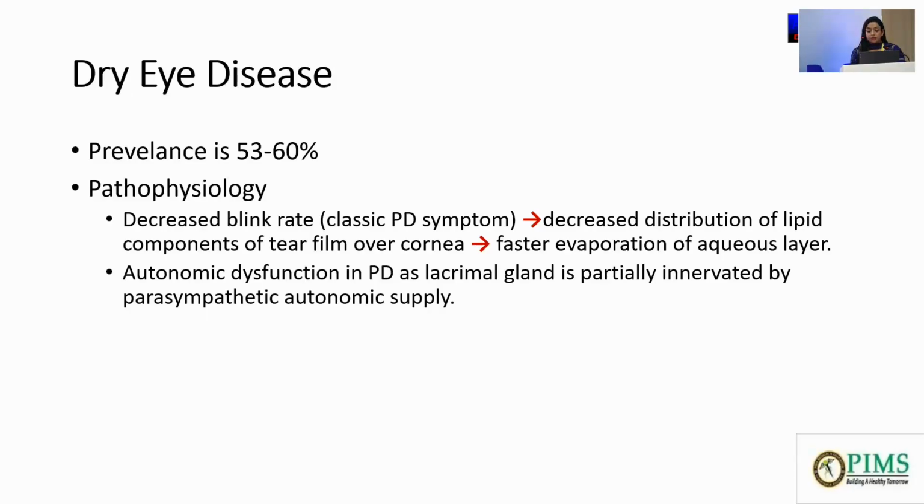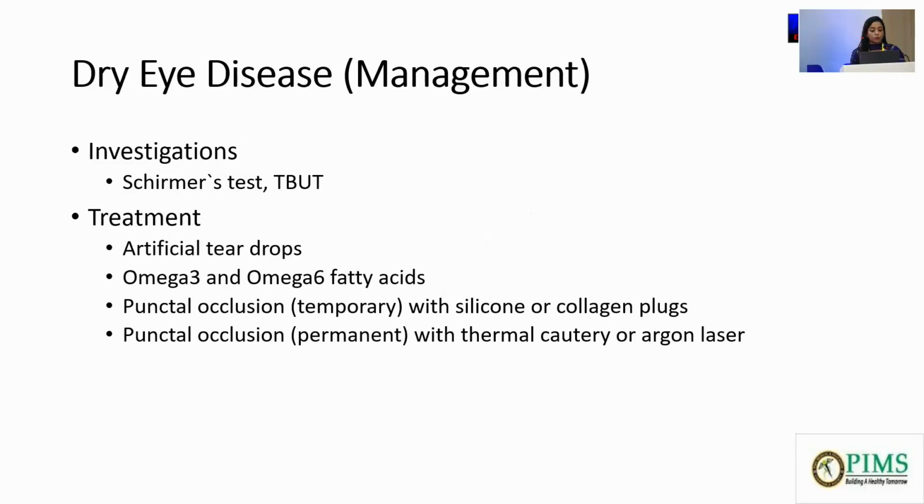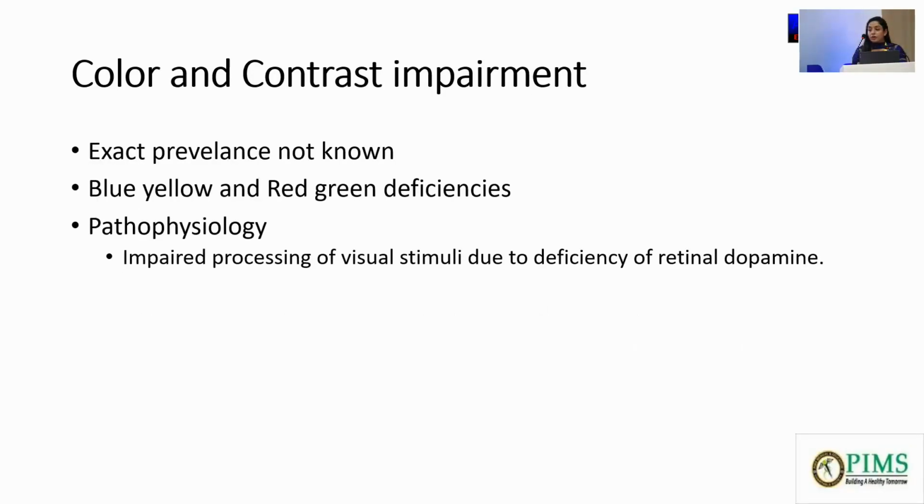Autonomic dysfunction, which is seen in Parkinson disease, also contributes to this, as the lacrimal gland is partially innervated by parasympathetic autonomic supply. So the treatment consists of artificial tear drops, omega-3 or omega-6 fatty acids, and punctal occlusion, temporary or permanent, can be done.